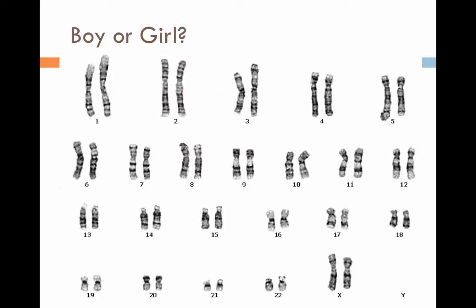Look at this baby's chromosomes. Again, you could count up all the chromosomes and you'd find that there are 46 chromosomes or 23 pairs of chromosomes, but look at the end. Is this child a boy or a girl? Looks like it's a girl. It has 2 X chromosomes.